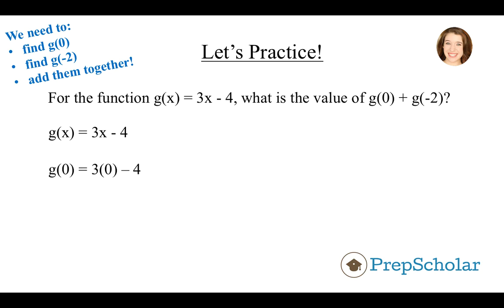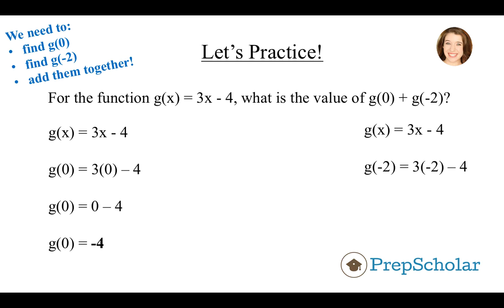So g of 0 is equal to 3 times 0 minus 4. Of course, 3 times 0 is just 0. So g of 0 is equal to 0 minus 4, which is simply negative 4. Okay, so we have a value now for g of 0. Now we need to find the value of g of negative 2. So let's do the same thing all over again. We'll plug in negative 2, so we get 3 times negative 2 minus 4. That gives us negative 6 minus 4, which ultimately gives us negative 10.